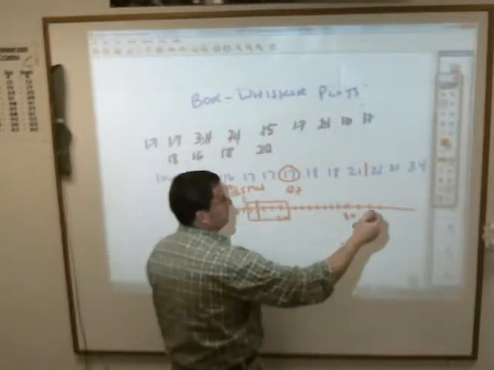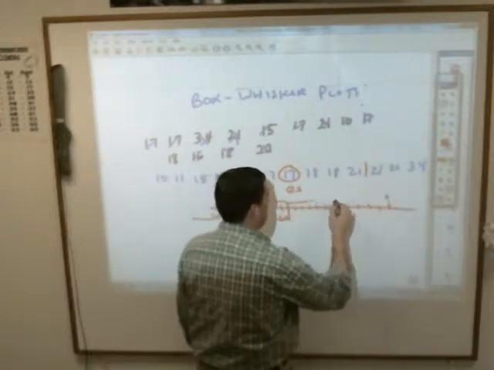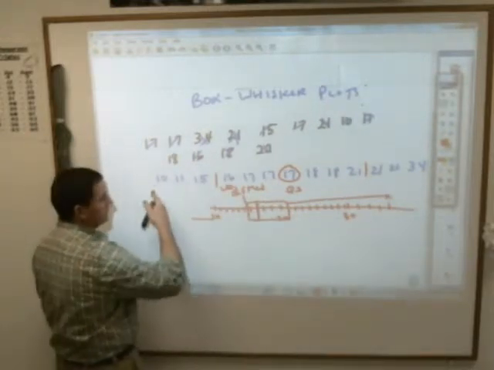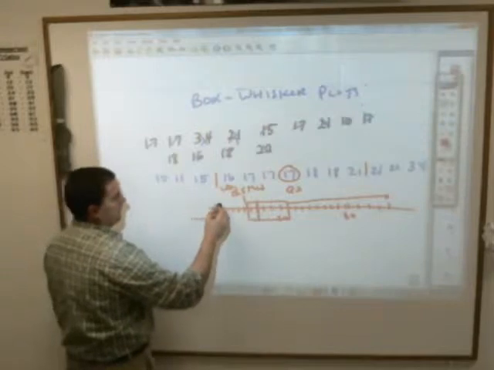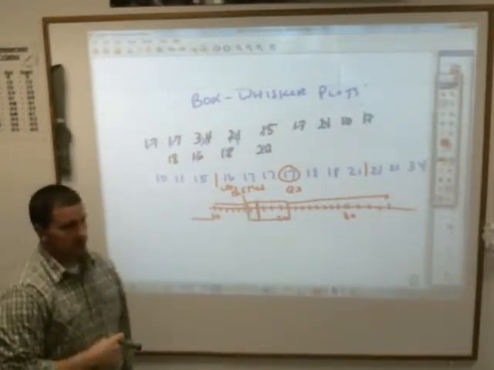And then you put a whisker here at 34, and you put a whisker here at 10. And that's what yours should have looked like. My box is a little goofy, not really the best there.